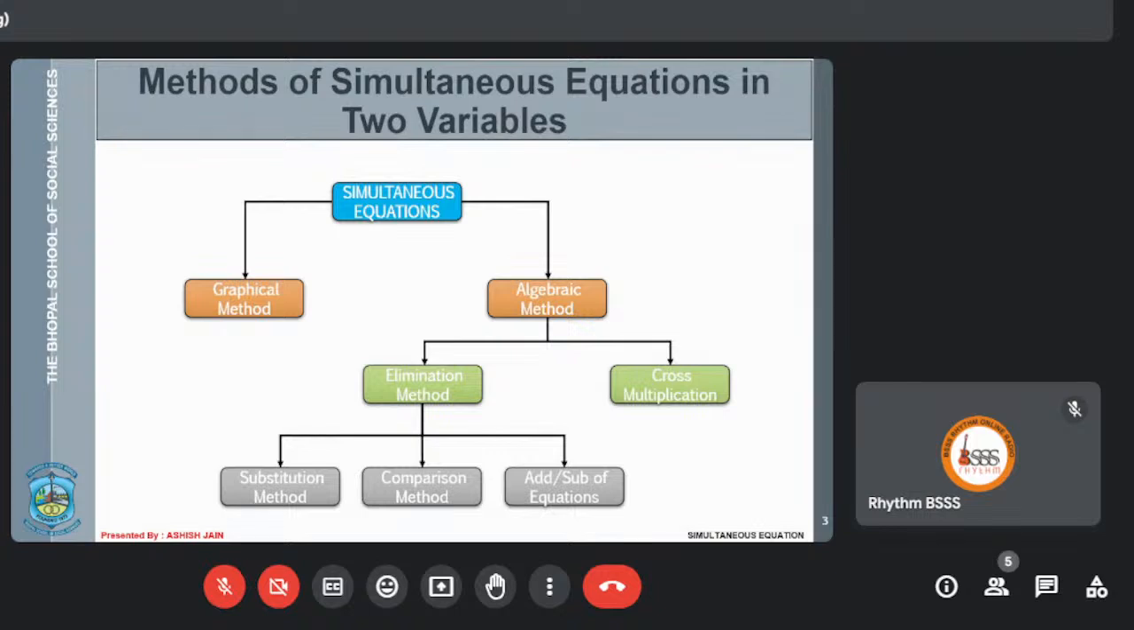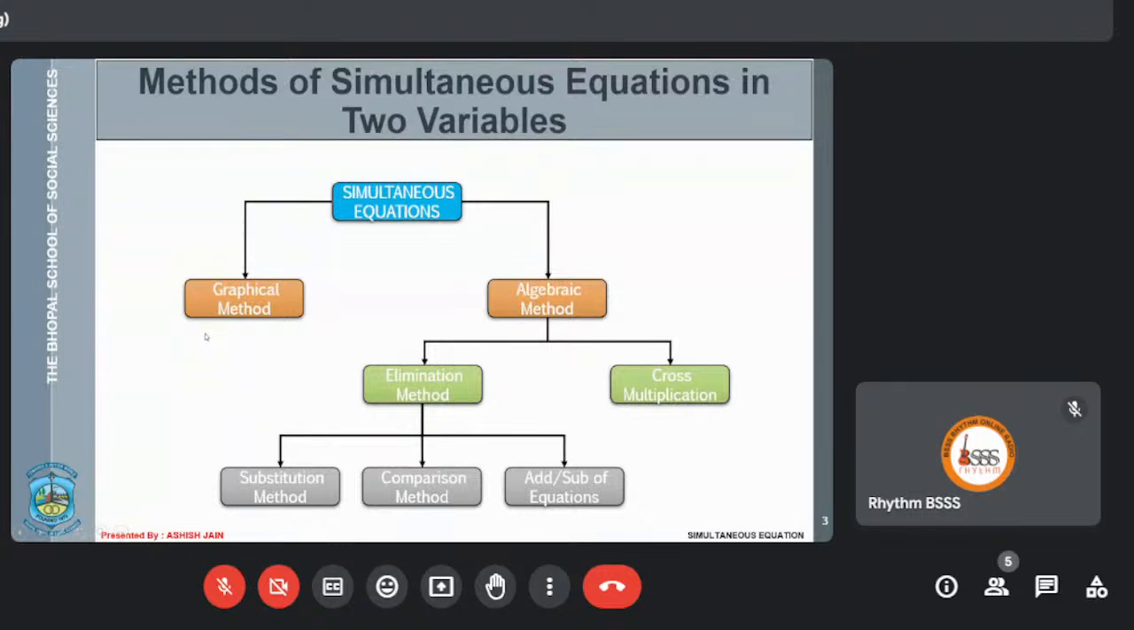The first method is called the graphical method, in which we plot a graph, and generally we don't use this method. And the second method which we use is algebraic method, in which we make use of the laws of algebra to solve the equations, right? So this is an algebraic method that we are using. Here in algebraic method, we have two categories. First is called elimination method. Second is cross multiplication method.